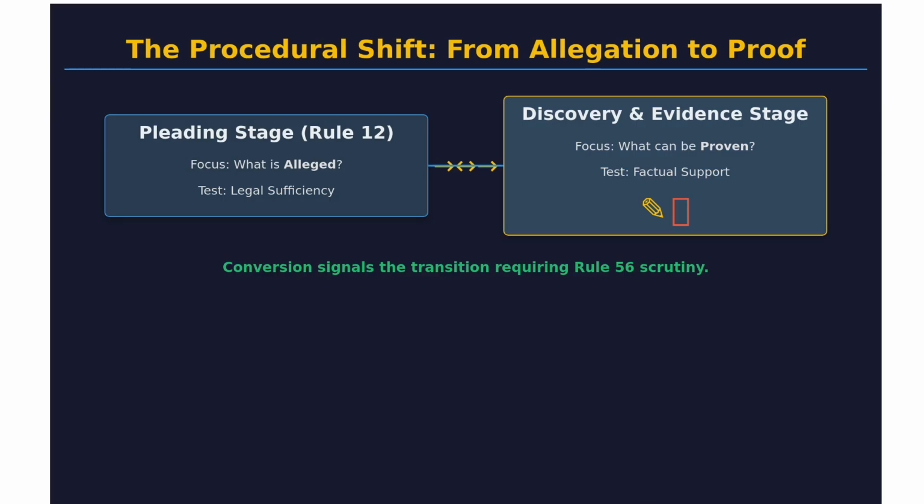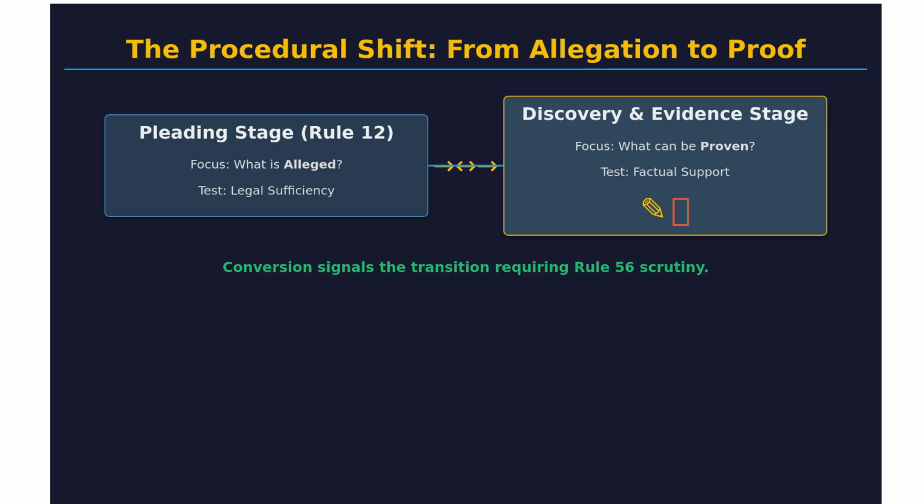We just discussed how considering outside evidence converts a motion to dismiss into a motion for summary judgment. This conversion is significant because it marks the procedural boundary between two distinct phases of litigation. The initial pleading stage, governed by Rule 12, focuses strictly on the allegations contained within the complaint itself. The court assumes those allegations are true, but only to test legal sufficiency.